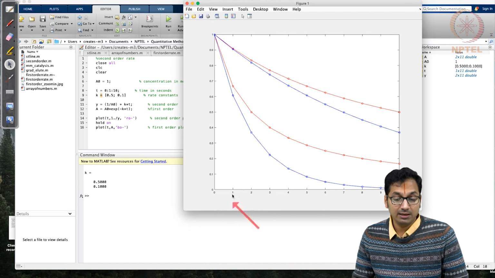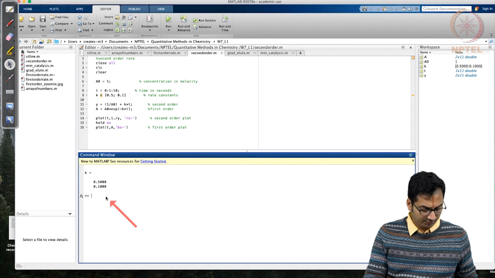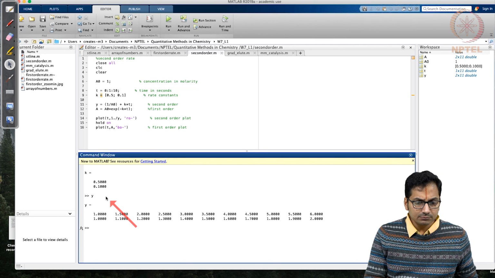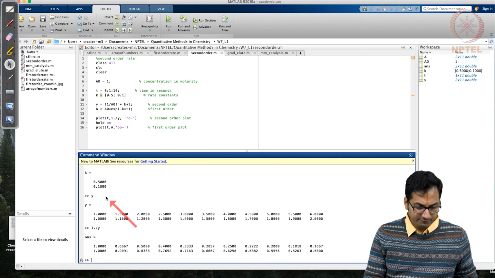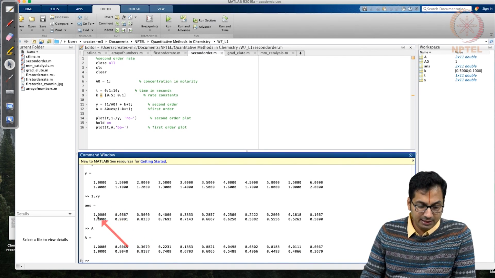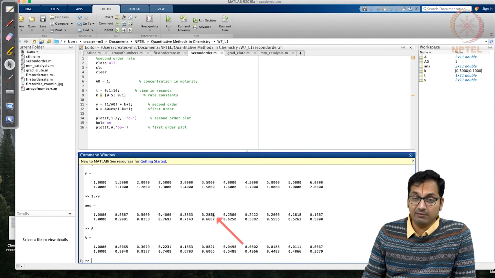And let's try to see at time point of 4. So we are trying to ask what is y, and actually we want what is 1 over y, and we want what is a. So what you are able to realize here is that this is for the set of numbers that changes as 0.5 as the rate constant, this is 0.1, and this is for second order, while this is for first order.